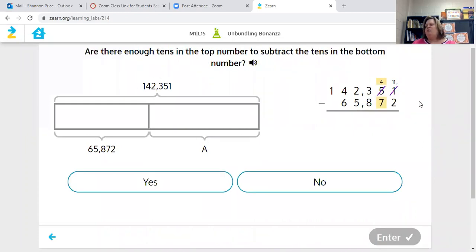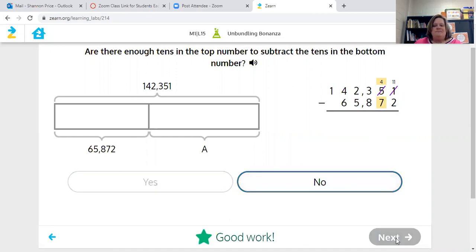So now we're looking at this column. It's not in Zearn. We're not going to go ahead and answer it yet. We're going to work all the way across to see if we can still borrow or if it's needed. So in this case, I have 4 pieces of candy, or 40, because we're 4 tens. And I want to give 70 friends a piece. Can I do that? No, no way. I can't do that. I can't give 70 friends a piece of candy if all I have is 40. So we're going to say no.